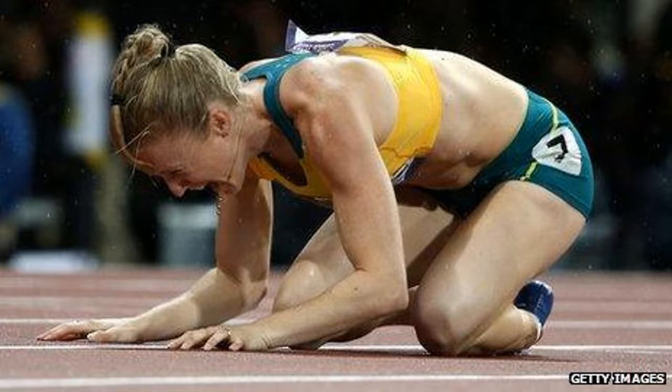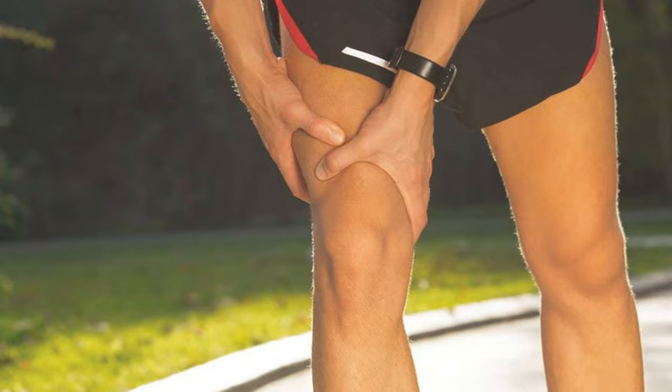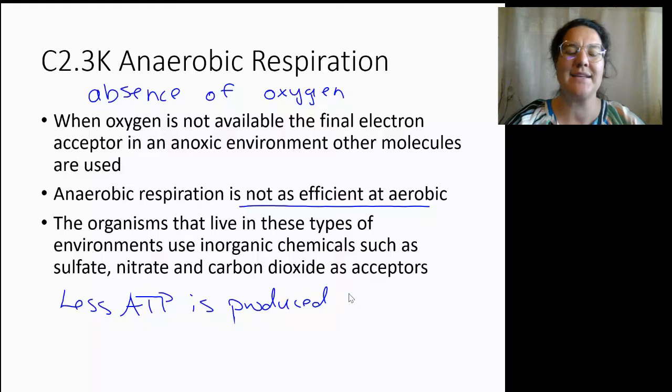Have you ever had painful muscle cramps after completing a strenuous exercise? Why does this happen? This lesson is on anaerobic respiration, which is respiration in the absence of oxygen.